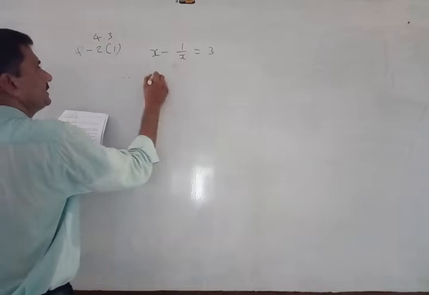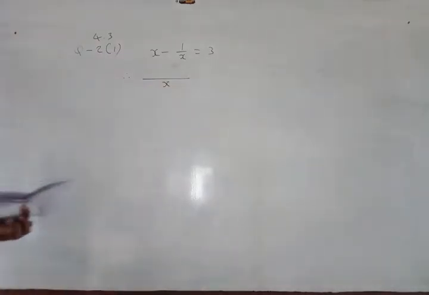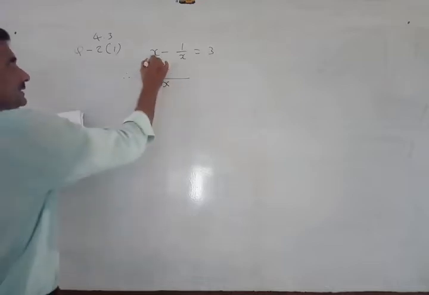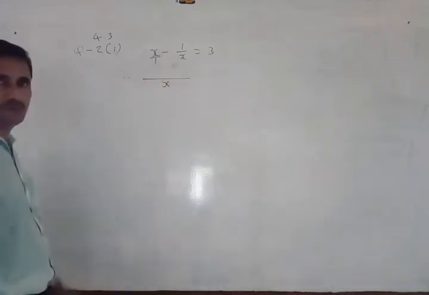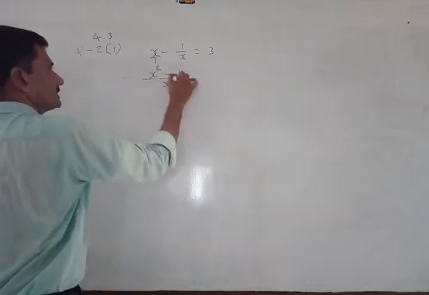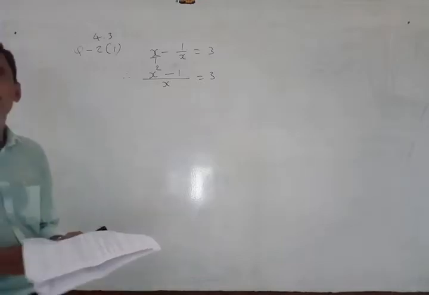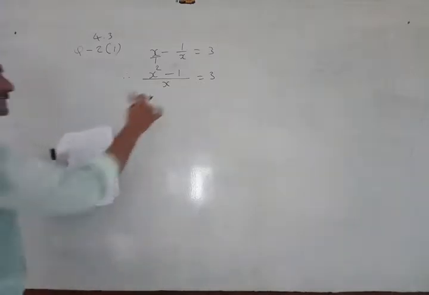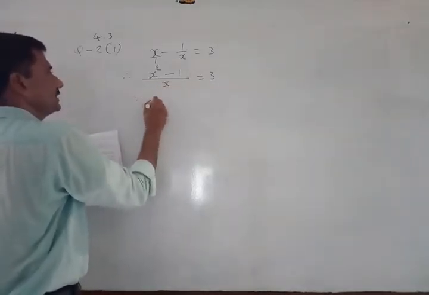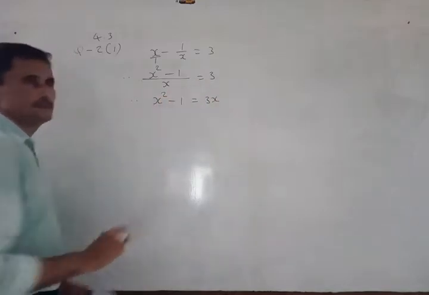So I can write here LCM x. Okay, so cross multiply. You can write here 1 also if you want. Now cross multiply only. So x square minus 1 equal to 3. Now shift this x there. So it is x square minus 1 equal to 3x.